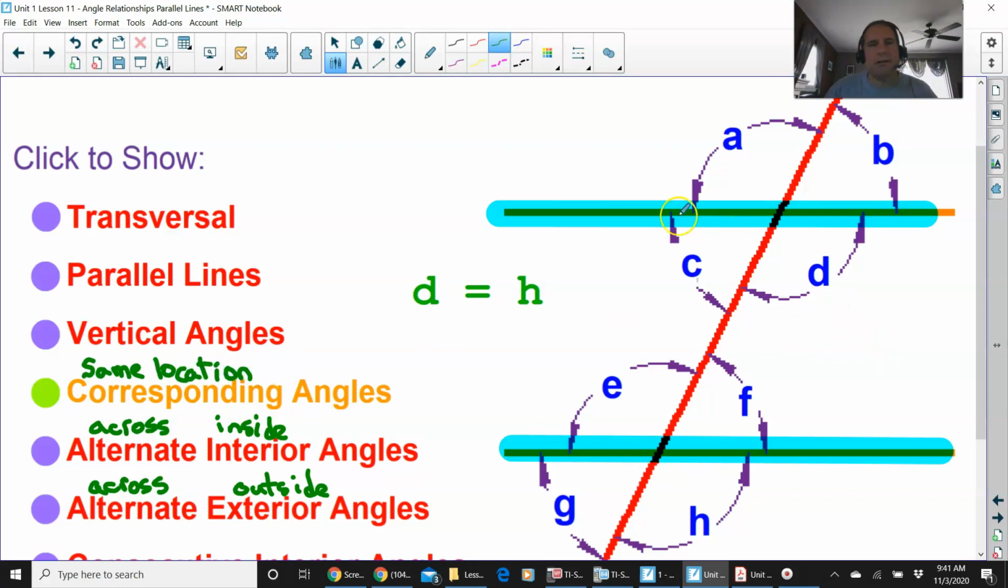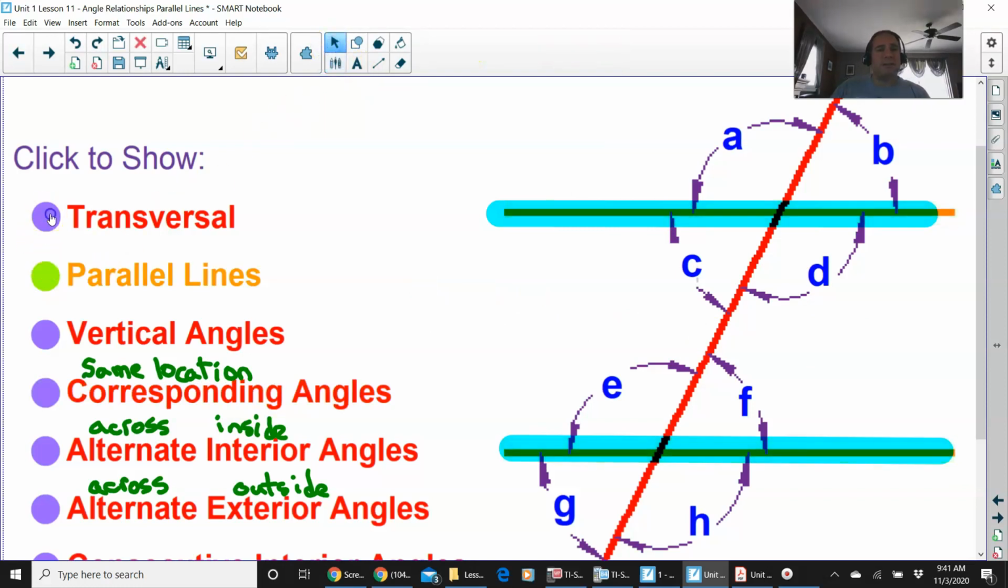All right, so let's just go through this quickly. These are the parallel lines, obviously. This is a transversal. It cuts the parallel lines, creates 8 angles. Vertical angles meet at a vertex: A, D, B, and C. On the bottom, E and H and F and G.